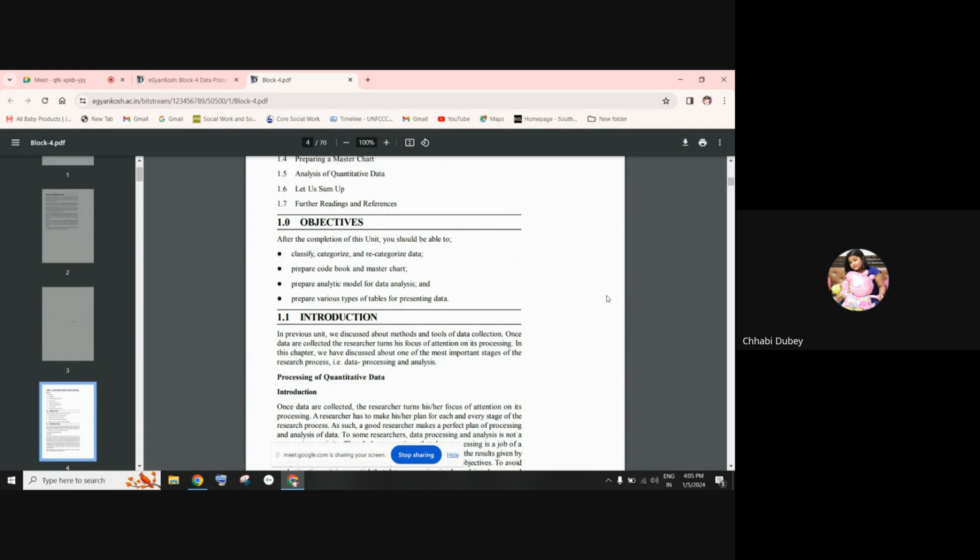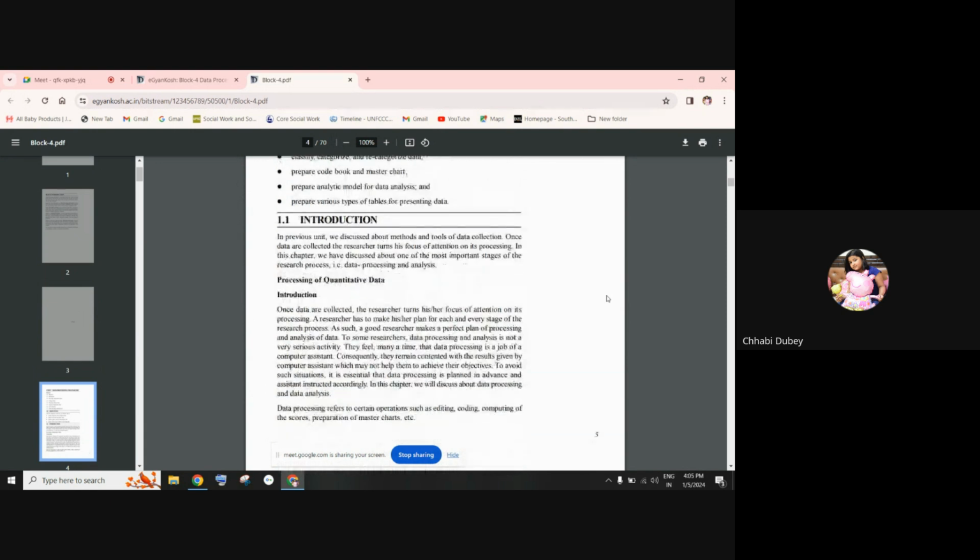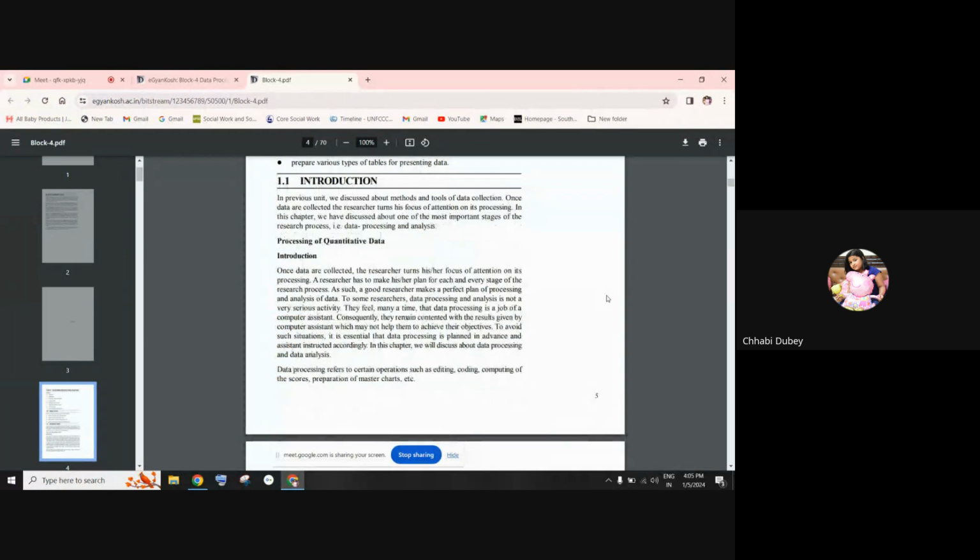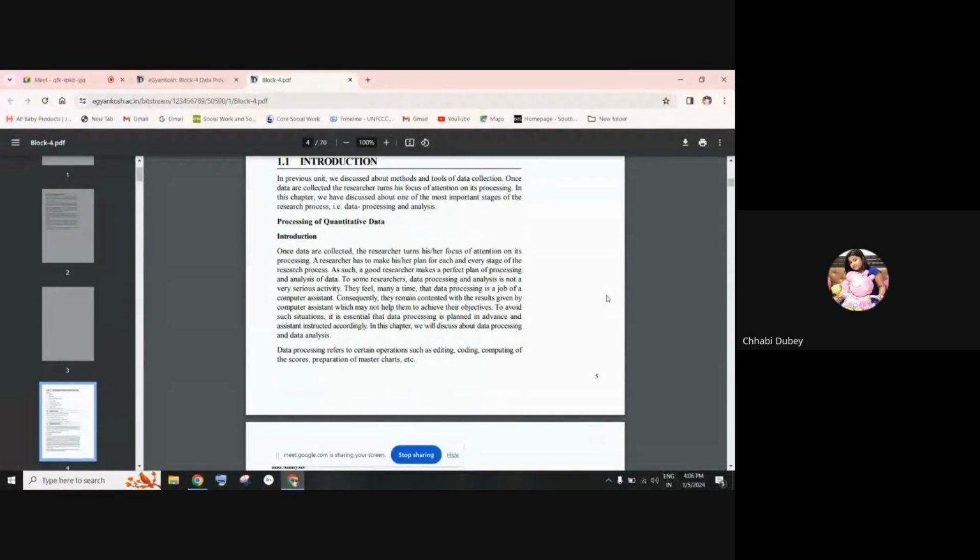Now, once the data is collected, the researcher has to shift the attention to the processing part. And for that, a good plan is required at every stage of the research process. We already know that. And as such, even the processing and analysis of the data requires planning in advance. And of course, we have to carry it out in such a manner as to avoid mistakes, specifically in this particular step of the research.